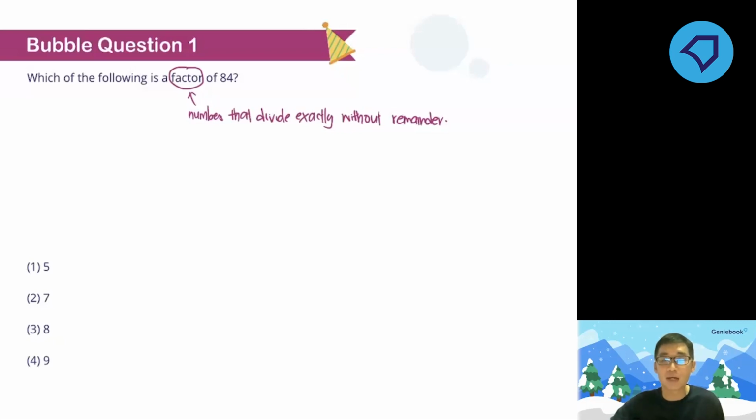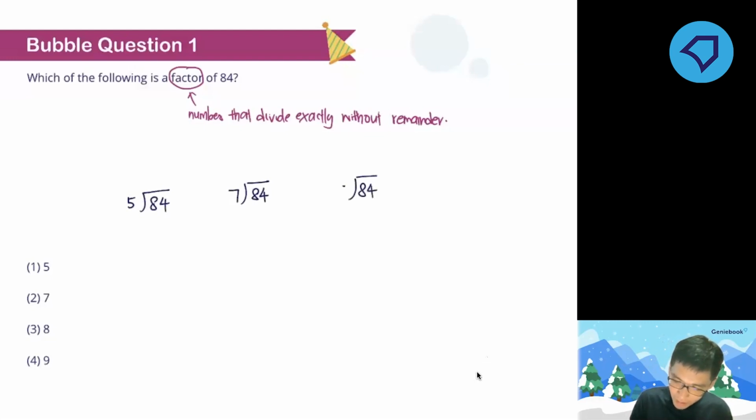Can 84 be divided by 5? Can 84 be divided by 7, 8, or 9? Okay, so I'll give you 1 minute, and your time begins now. Work on your division, right? You take 84 divided by 5, you take 84 divided by 7, 84 divided by 8, and finally 84 divided by 9. But I'm sure you don't have to do all of them. You can already find the answer. Okay, last 2 seconds, 1, and time's up.